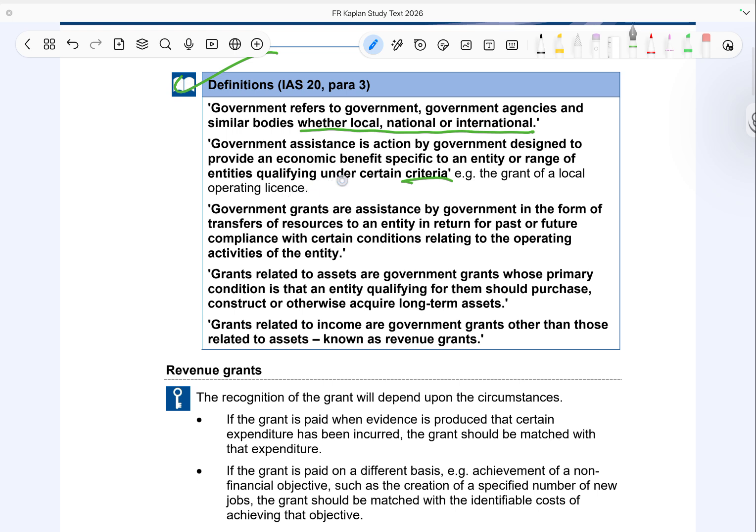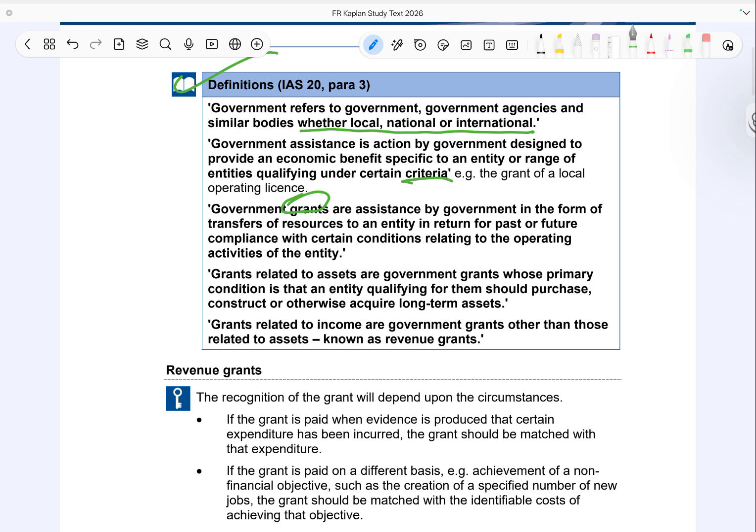So you can of course receive government assistance also, which is different from a grant because you're not actually receiving money but you're receiving help from the government. Government grants are assistance by government in the form of transfer of resources to an entity in return for past or future compliance with certain conditions relating to the operating activities of the entity. You will receive monetary items like money, or maybe some property or equipment, but you will have to comply with the rules which the government imposes on you.